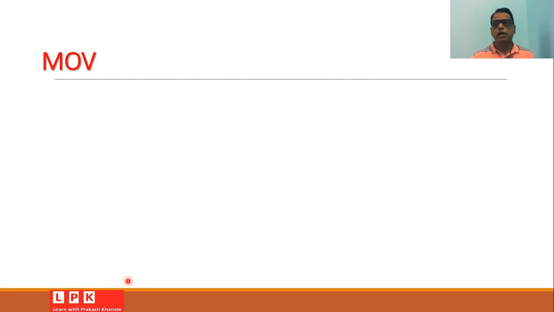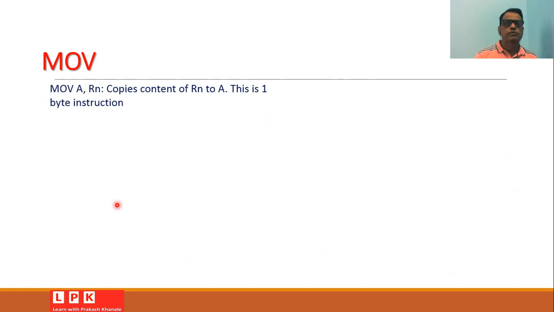Now let us understand these instructions in detail. The first instruction that we are going to discuss is the move instruction. We can write this instruction as MOV A, Rn, where the contents of Rn are copied to the register A. So this is the source Rn, and from this source, the content will be copied to A.